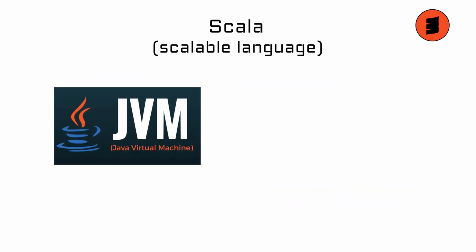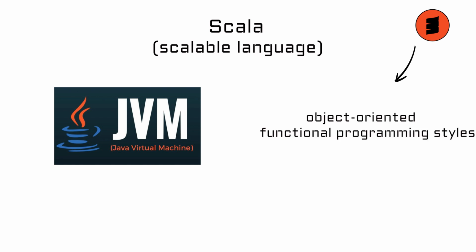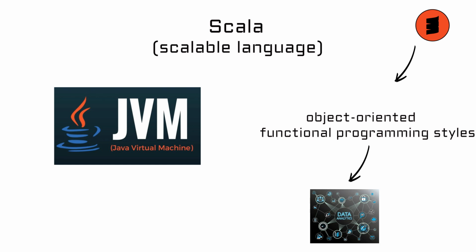Scala. Scala, short for Scalable Language, runs on the JVM and is a strongly typed language. It combines object-oriented and functional programming styles, making it a perfect fit for big data and distributed computing. If you use Apache Spark, you're already running Scala under the hood. Its syntax can be a bit mind-bending, but the power it offers is huge.